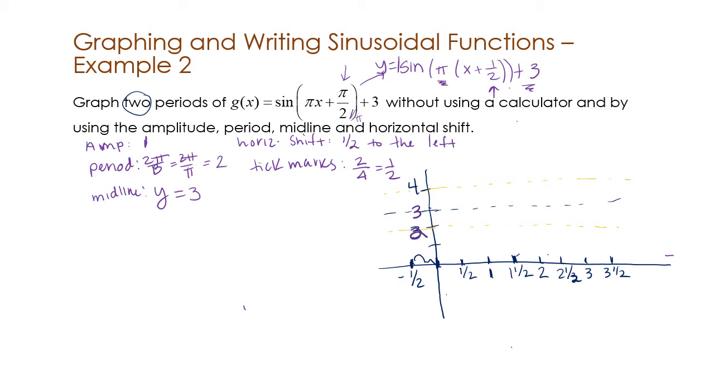To do our first cycle, again, we're going to start at 1/2 to the left, because this graph, instead of starting at 0, we're shifting it 1/2 to the left. So we start at the midline, we end at the midline. One full cycle is 2, so we're ending at 1.5. In between those, you're at the midline. Between those two, you're at the max. And then those two, you're at the min. So there's our first cycle.